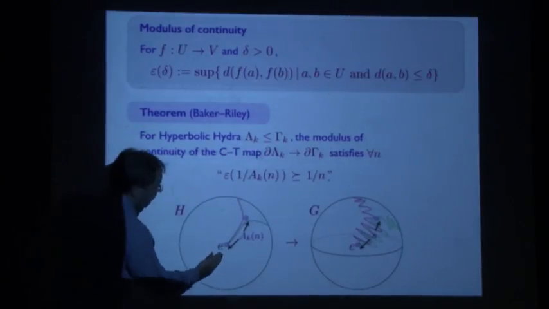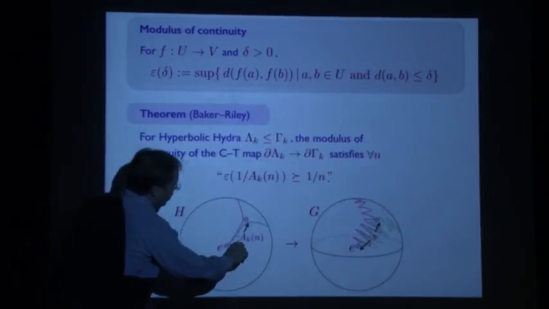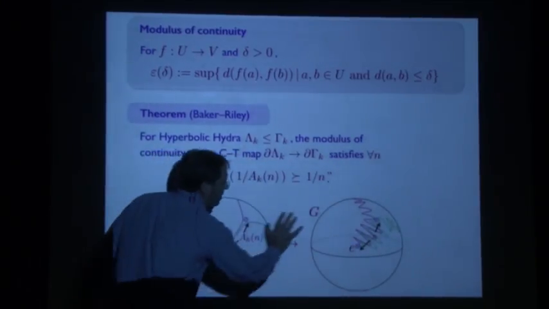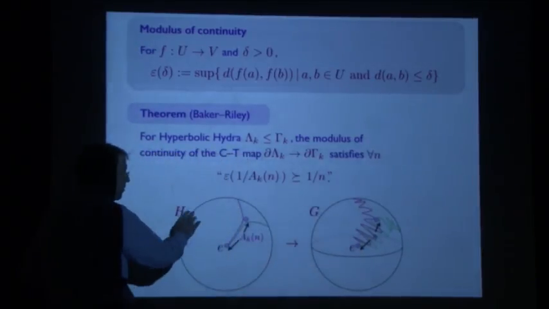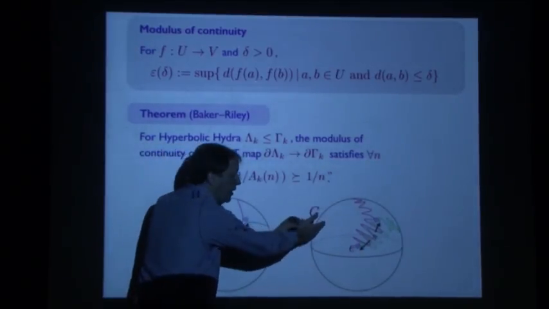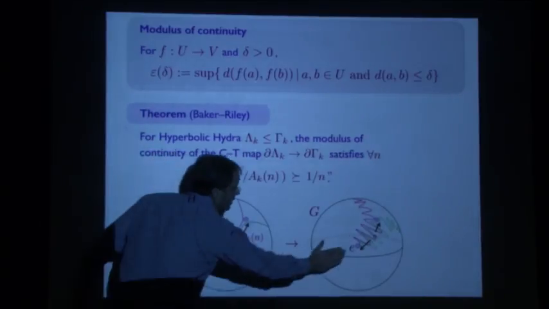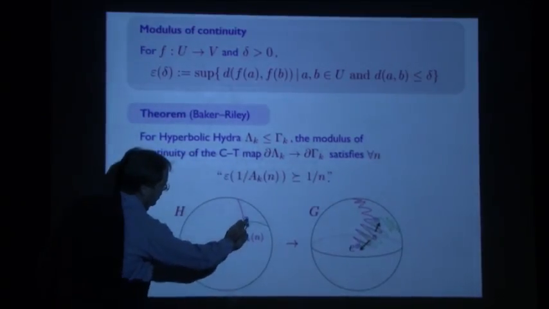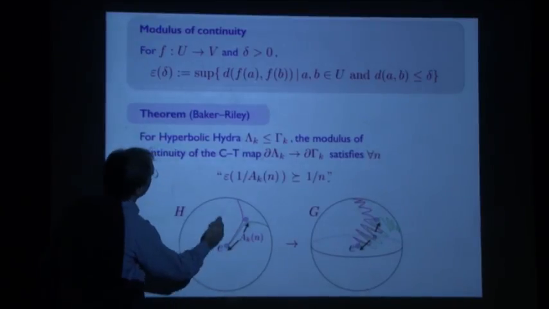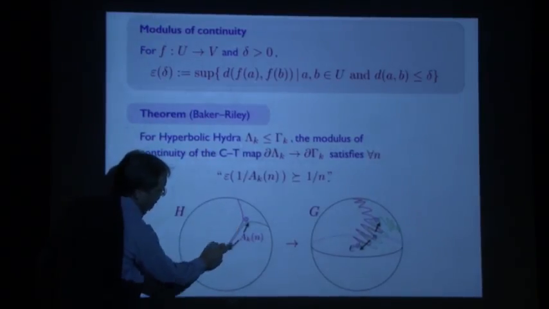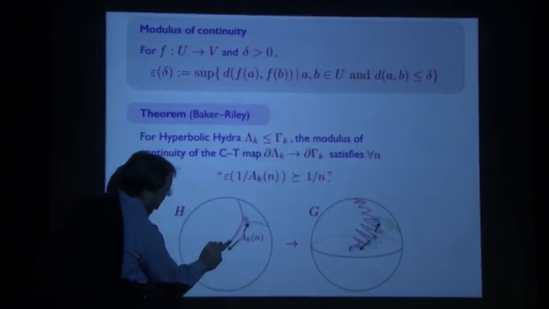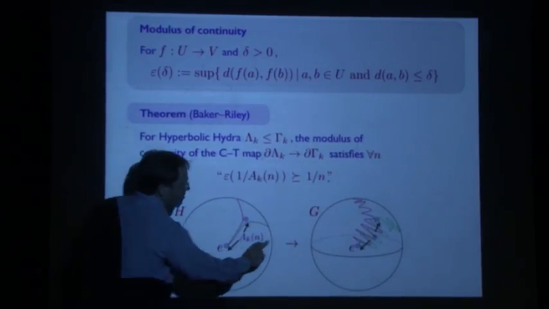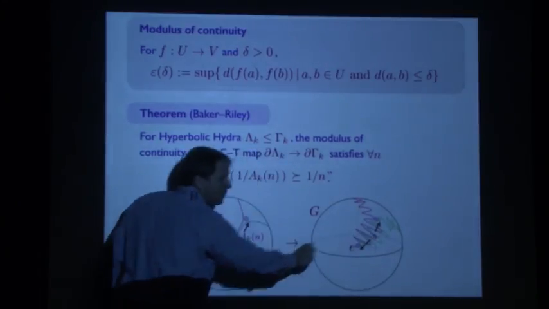The reason is, here's the base point in H, and you imagine it mapping into G. So H is a hyperbolic subgroup of a hyperbolic group G, and we've got huge distortions. For these hyperbolic hydra, there are some points where the distance from the base point to this point is like AK of n, but it maps to a point a distance n away.